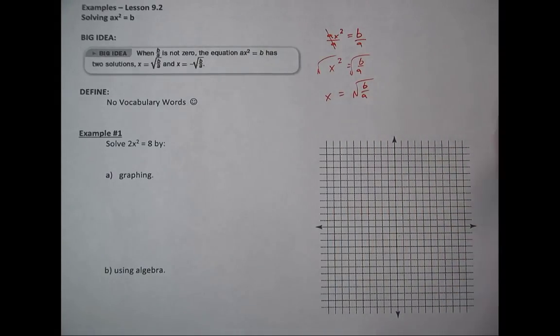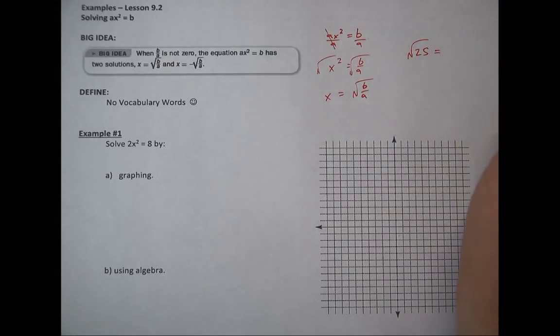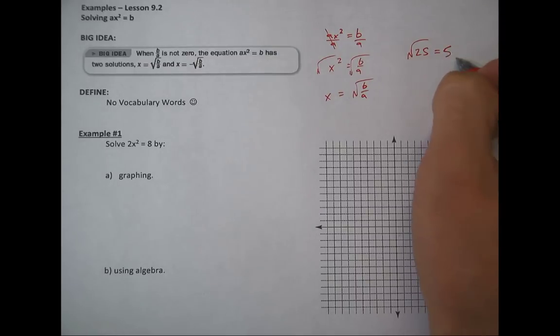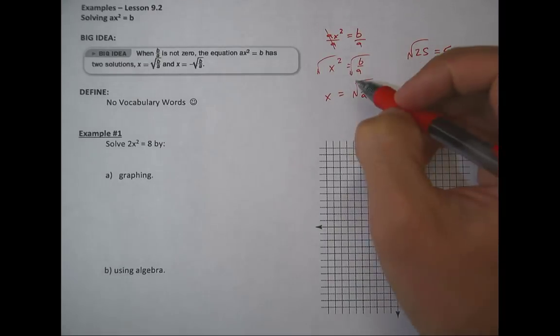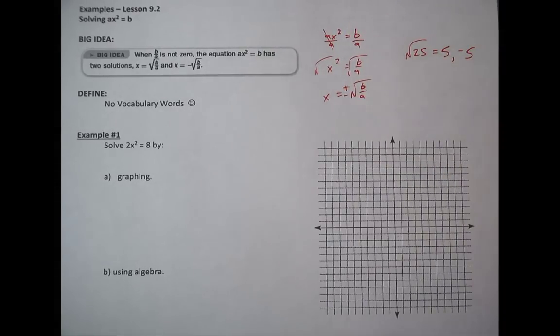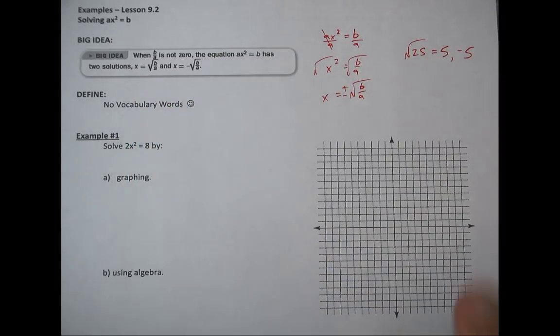but not just the positive version, the negative version, because if we take the square root of 25, it's not just 5. It's also negative 5. There's two possible answers because 5 squared obviously is 25, 5 times 5. But negative 5 squared is also 25. Negative times a negative is a positive 25. So we have to include both the positive and the negative version of it. Okay, and that's what this is saying.